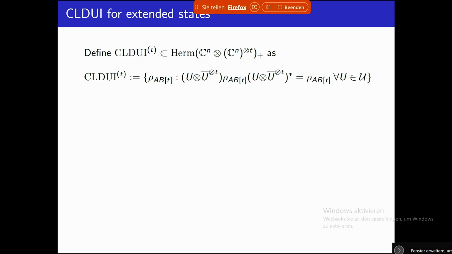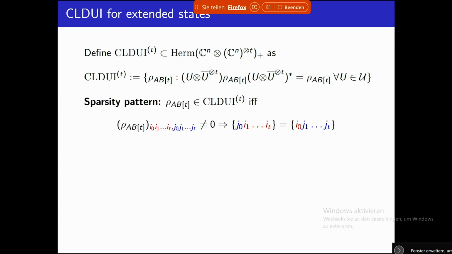Okay, so we can define it like this, and then as on the previous slides, we get these equivalent characterizations. So the characterization through the sparsity pattern gets a little more convoluted because we get more indices for the rows and the columns. But in essence, you have an equality condition on the indices of the rows and the columns in case you are non-zero. And the equality on the right-hand side is an equality of multisets.